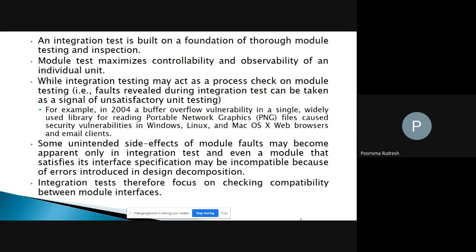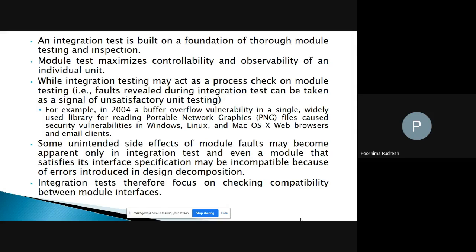Because when faults occur, it indicates that the system will not work in a correct manner. So it leads to unsatisfactory or wrong output, right? So once the faults are detected, we'll treat it as unsatisfactory unit testing.